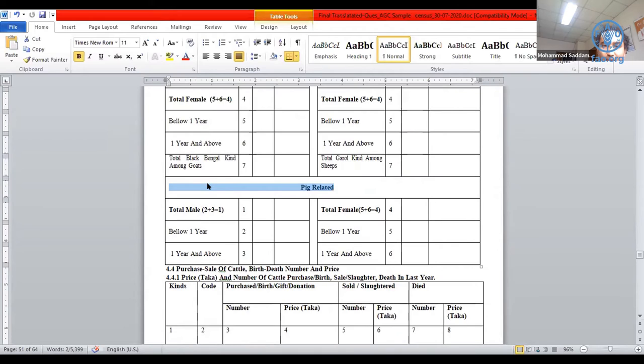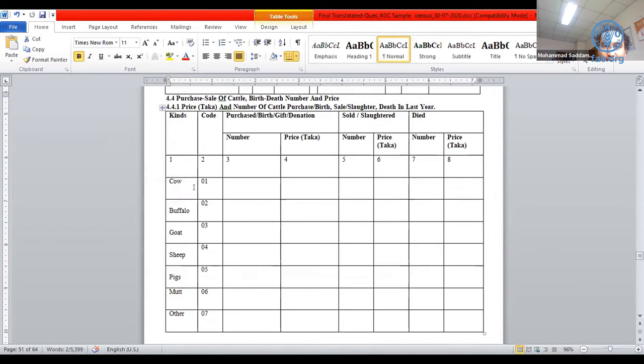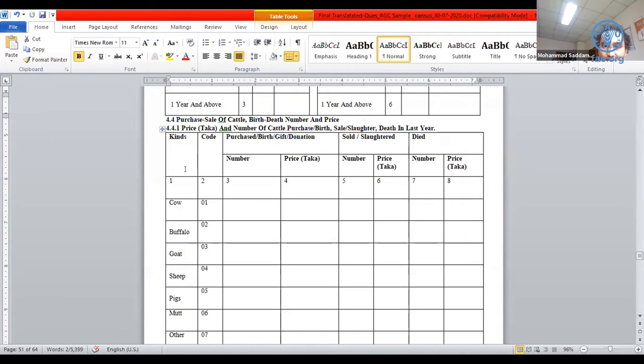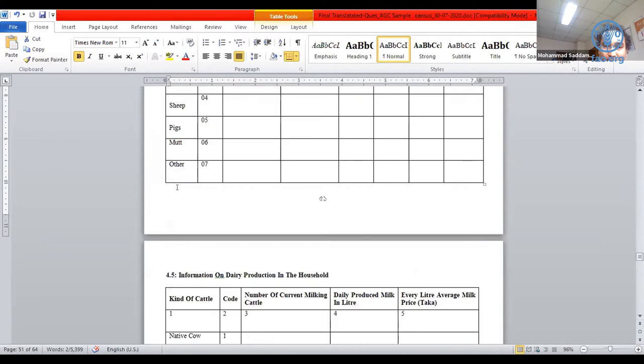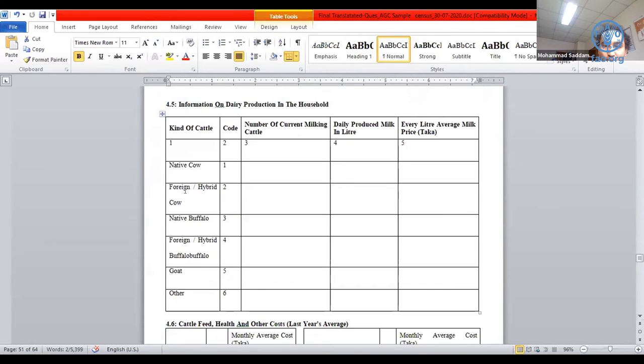And 4.4, purchase and sale of cattle, birth date, number and the prices. We collected that information from the different cattle. This is all about the purchase and sale of cattle and their status related to the birth and date as well, and their price. And 4.5, information on dairy productions in the household, the different cattle, the number of current milking cattle, daily produced milk in liter, and average milk price per liter from the different cattle.